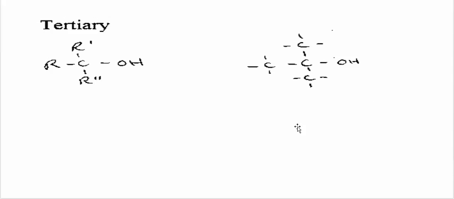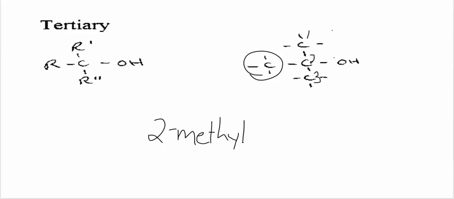And then in a tertiary alcohol, the carbon with the hydroxyl group is bonded to 3 R groups. This example here, we have a 3-carbon chain. We have a substituent on carbon 2. This is the same example as the first page, 2-methyl, 2, propanol. 2-methyl 2-propanol.